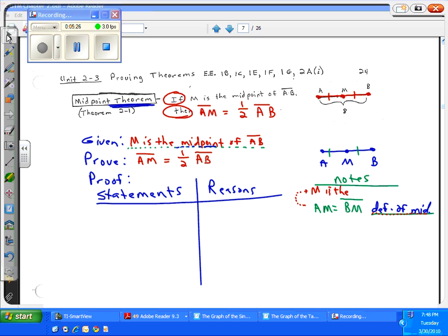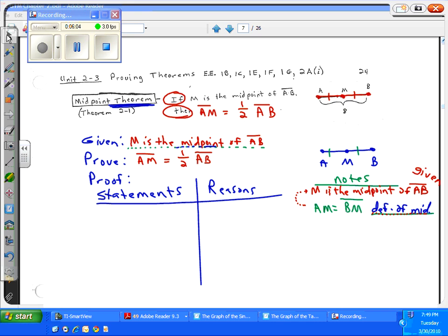Now, the given statement is not always the first statement in the proof. It is in the spot where it's necessary for it to be according to the flow of the proof. We know we need the word midpoint before we say definition of. And we know that we can make that statement because it was given. So we would say M is the midpoint of AB, given. So we took what we were given, we marked it in the diagram, we wrote statements and reasons derived from the markings in the notes section.